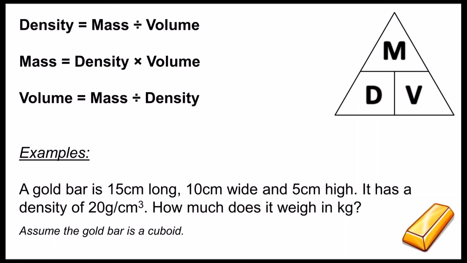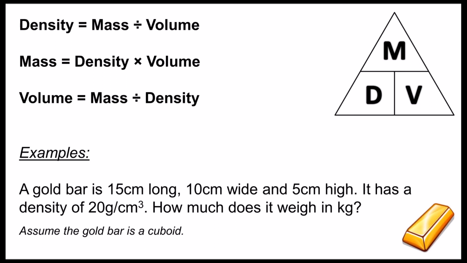In this last example, it says a gold bar is 15 centimetres long, 10 centimetres wide and 5 centimetres high. It has a density of 20 grams per centimetre cubed. How much does it weigh in kilograms? It wants us to assume that the gold bar is a cuboid.